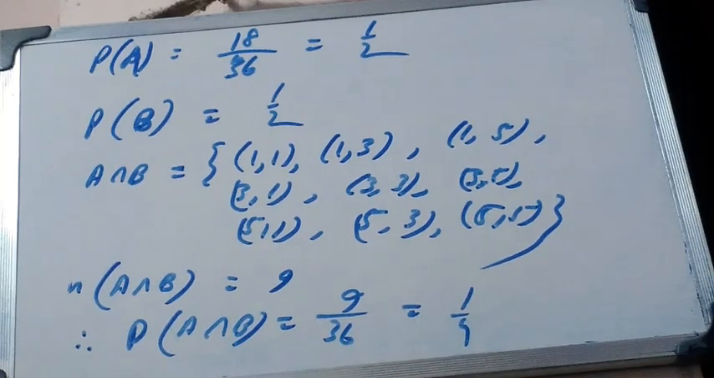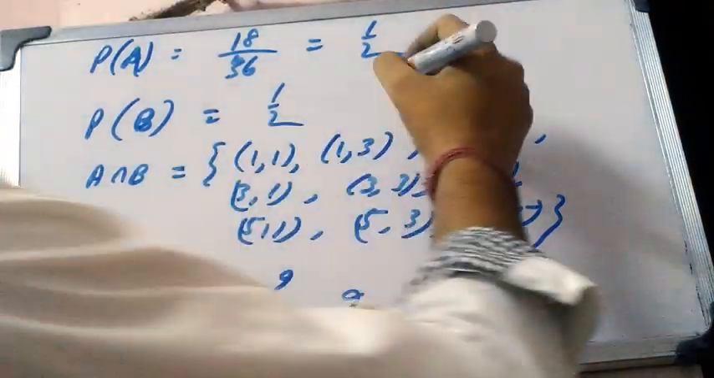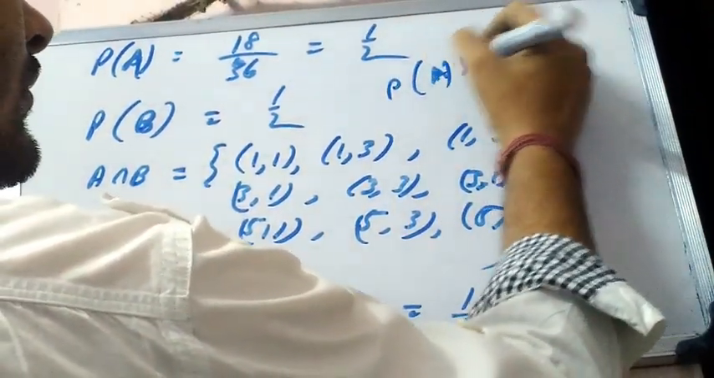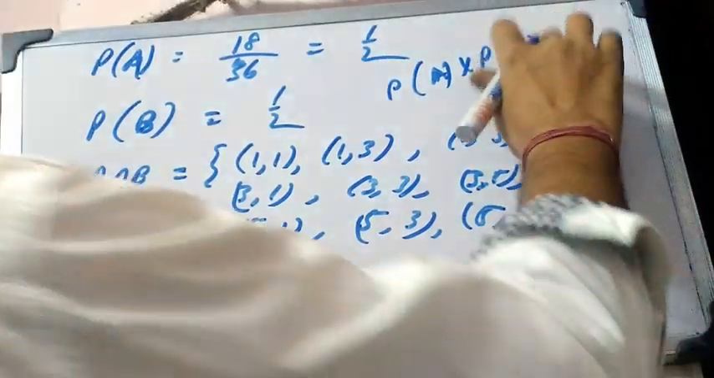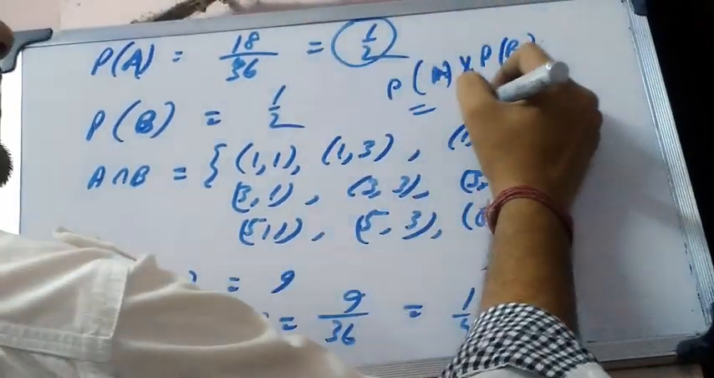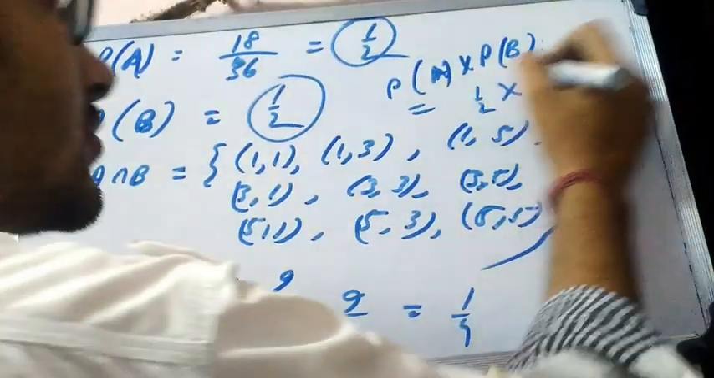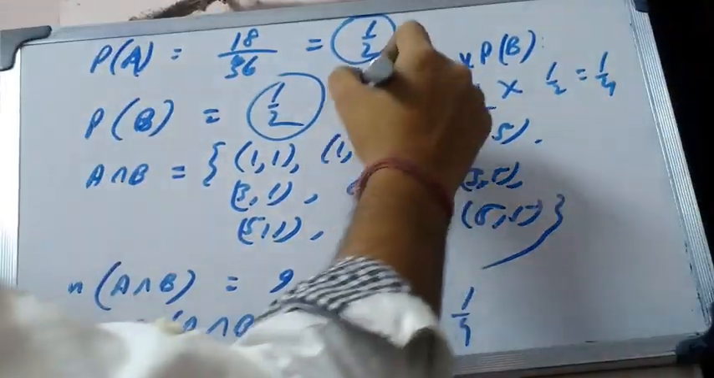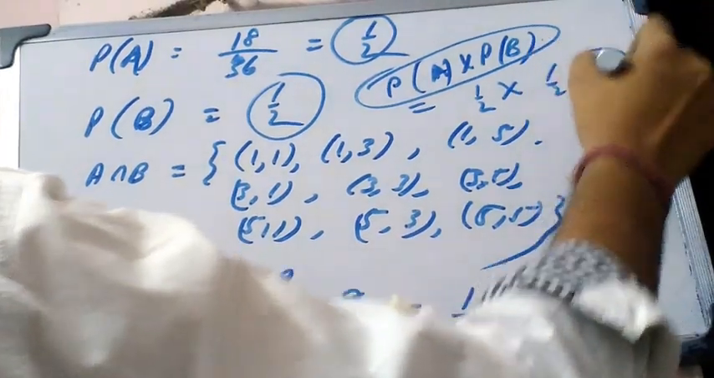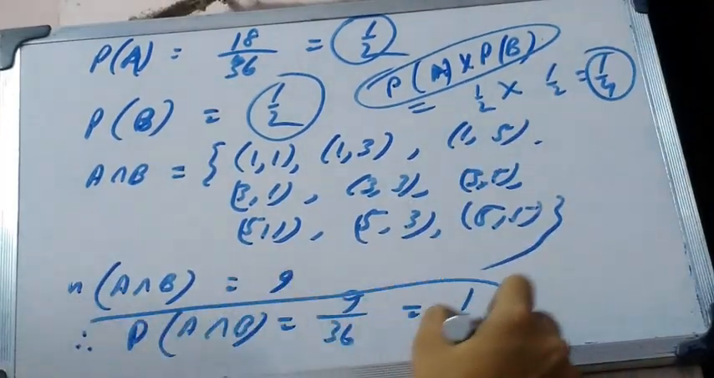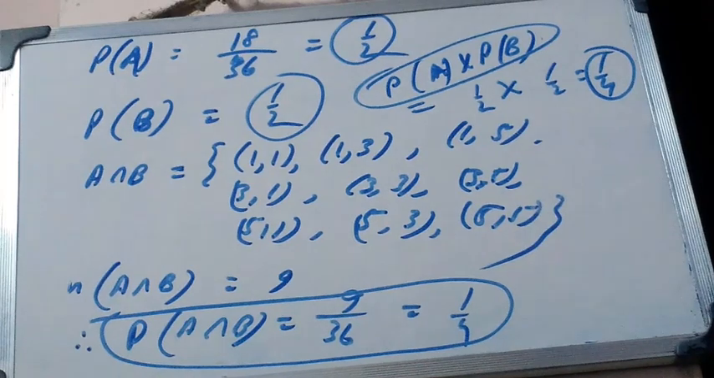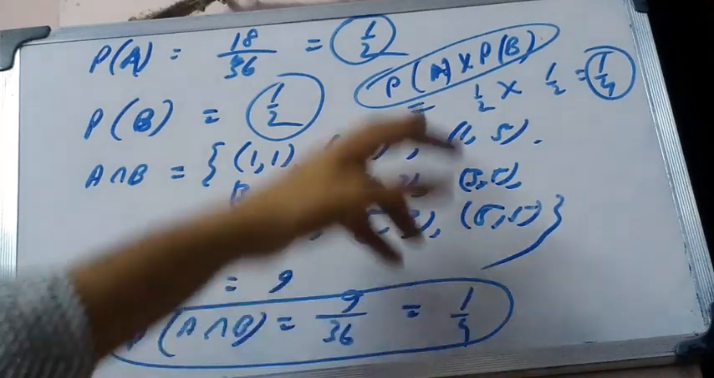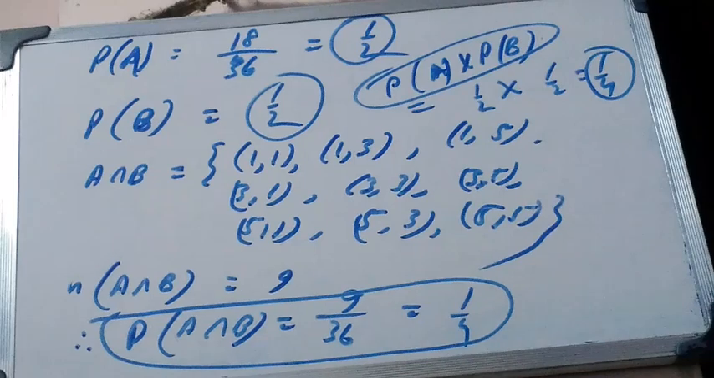Now we can also see that probability of A into probability of B: the probability of A was half and the probability of B was also half. So half into half, it is 1 by 4. So the probability of A into the probability of B is 1 by 4. Also the probability of A intersection B is 1 by 4. So we can say that the probability of A intersection B is equal to the probability of A into the probability of B. So this shows that A and B are independent events.